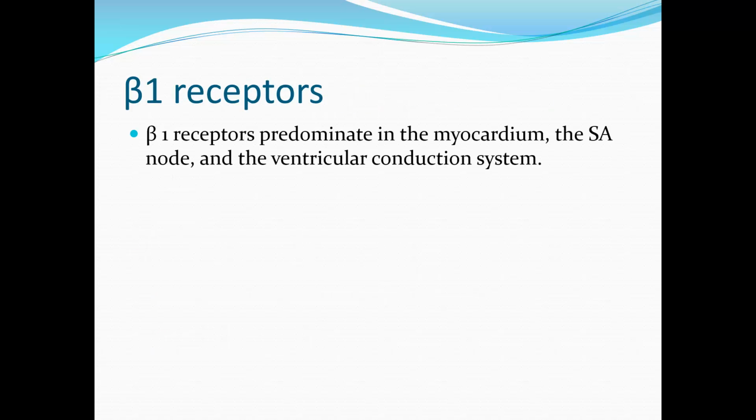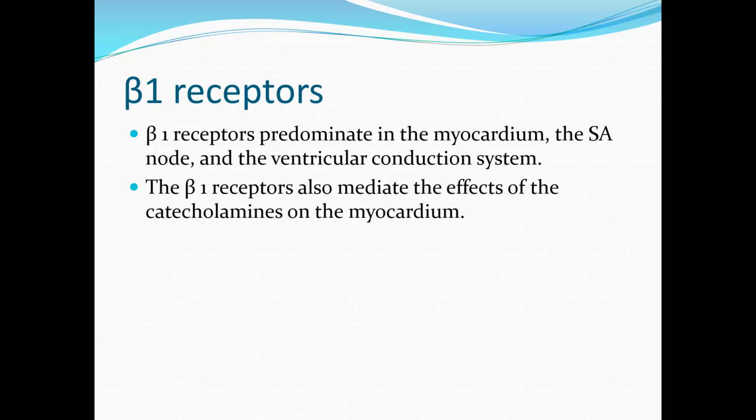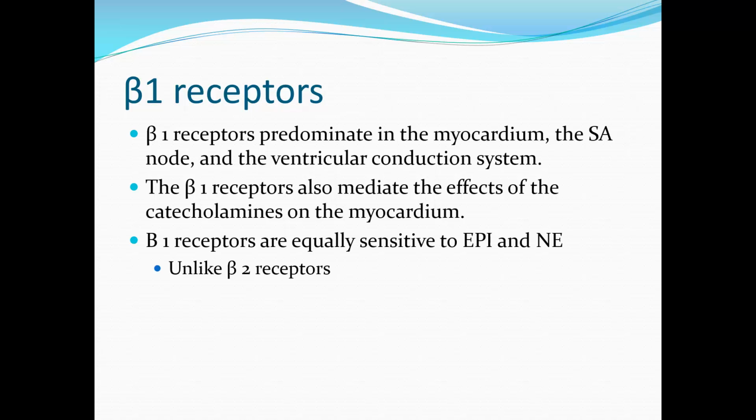So beta 1 receptors predominate in the myocardium, the SA node, the ventricular conduction system, and they also mediate the effects of catecholamines on the myocardium. Specifically, the beta 1 receptor is sensitive to both epinephrine and norepinephrine. But this is not the same as beta 2. Beta 1, so equally sensitive to epi and norepinephrine.